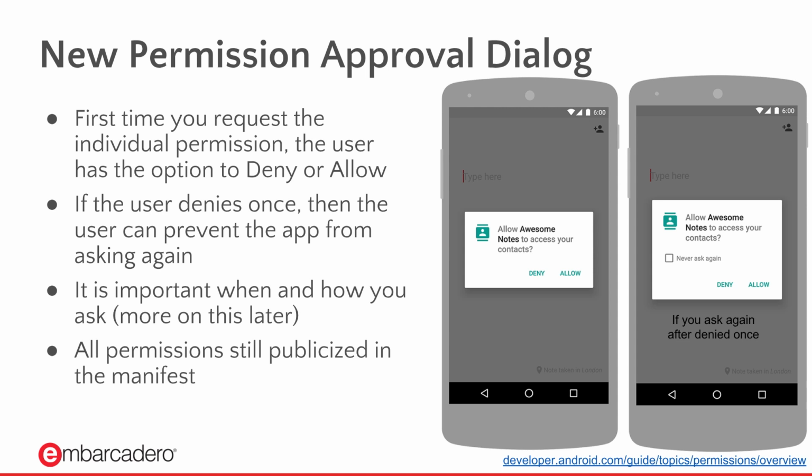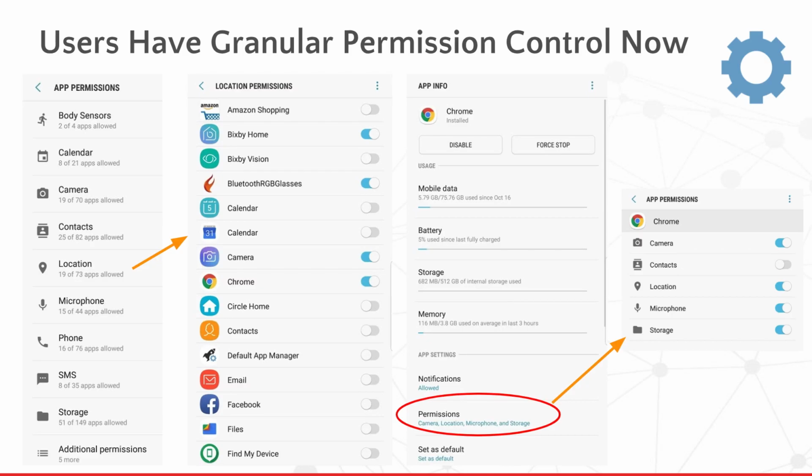Now, the first time the application requests an individual permission, the user has the option to deny or allow it. If they deny it once, the next time they have a checkbox that says never ask me again. So it's important that you as a developer ask your users at the right time and in the right way so they're more likely to hit allow. Otherwise, they could deny a permission that's needed in your application and have a poor experience because the application cannot do what they want it to do, because they didn't understand why it needed that permission. We'll talk about the timing and strategy for that in a little bit.